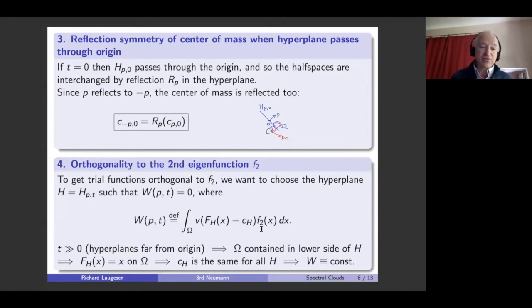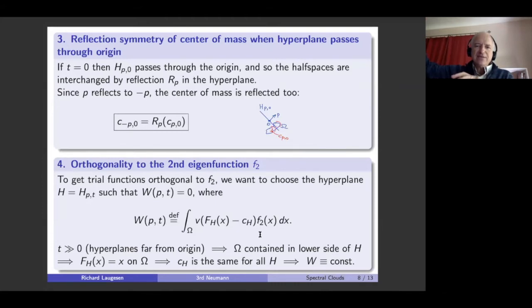And we want to get 0. So we start by saying, well, when do we know something about this thing? Well, we do know something when T is very large, when T is very large positive. So imagine moving a hyperplane very far away from the origin. And in that case, the domain omega lies all on the lower side of the hyperplane.